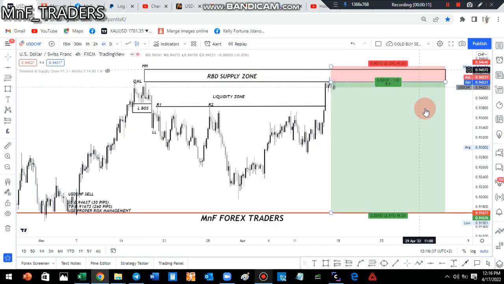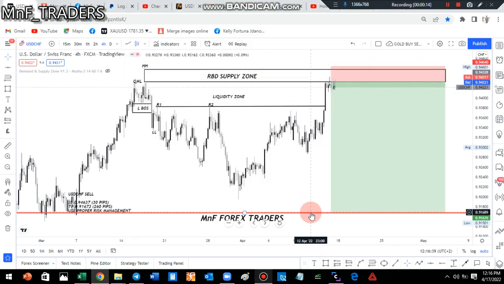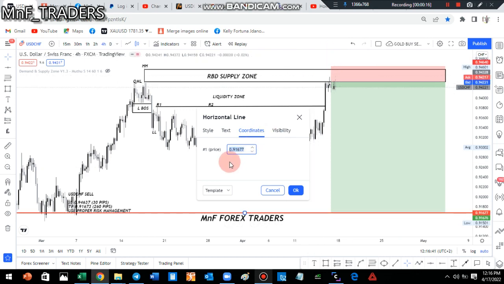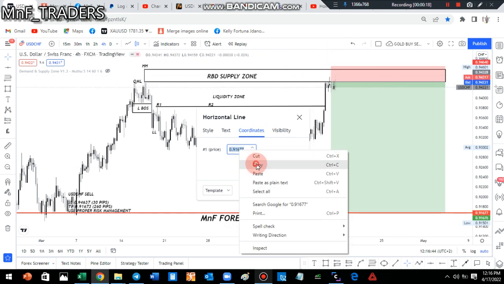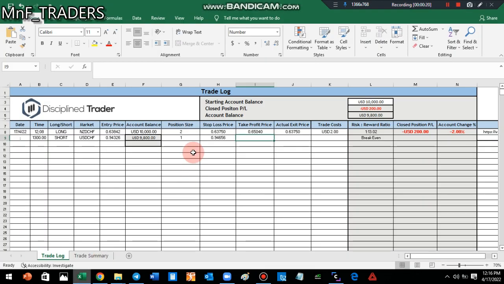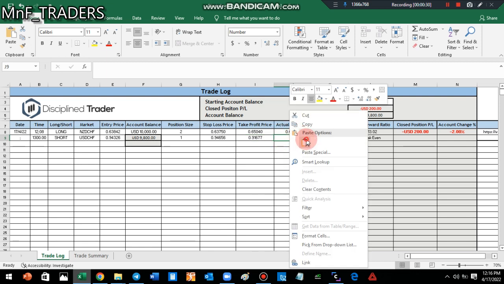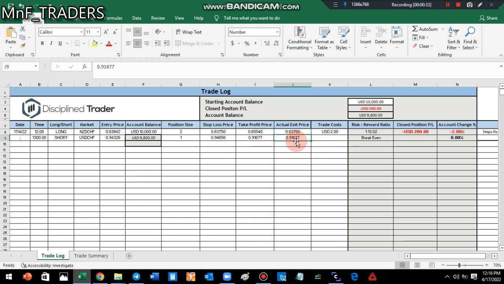So my take profit is going to be here. So I'll get that figure and then input it right here. Okay, so that's my take profit right there. And then assuming I won this trade and the price came to my take profit, I'd have been exited from that same level right there.